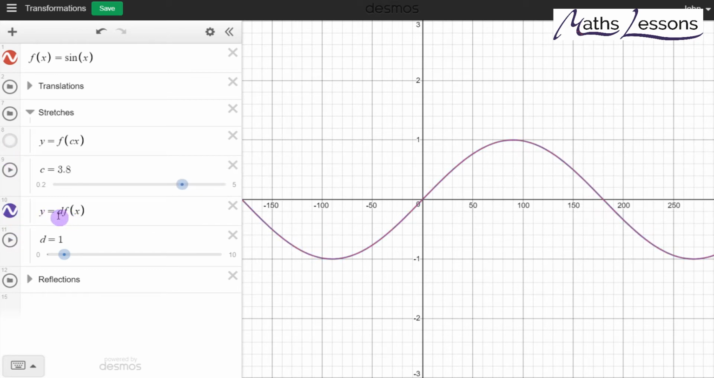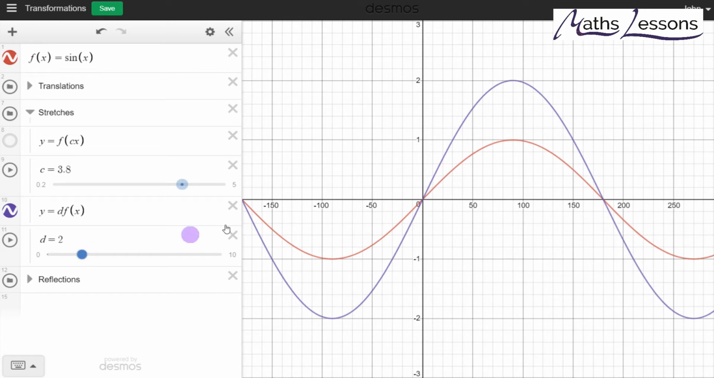Now look what happens if we times on the outside. So we times by 1, nothing happens to the graph. But as soon as we times by 2, we can see the graph gets twice as tall here, but doesn't move where it crosses the x-axis. Again, it's another stretch, and this stretch is parallel to the y-axis, and the scale factor is exactly the value of the number you times by.